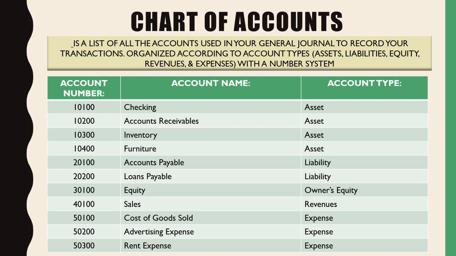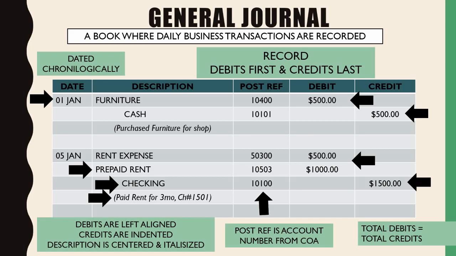We'll talk about that in the next slide. And they must be given a chart of accounts to know where to organize the information, okay? So let's finally talk about the general journal. Okay, so right now, this is what a journal should look like.